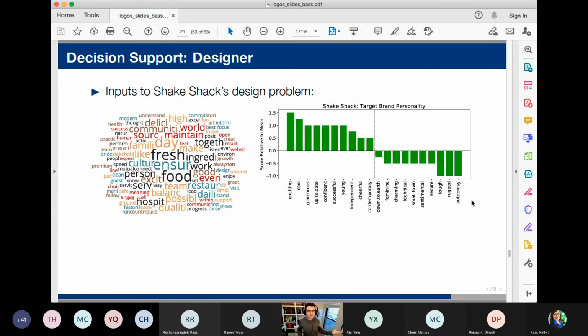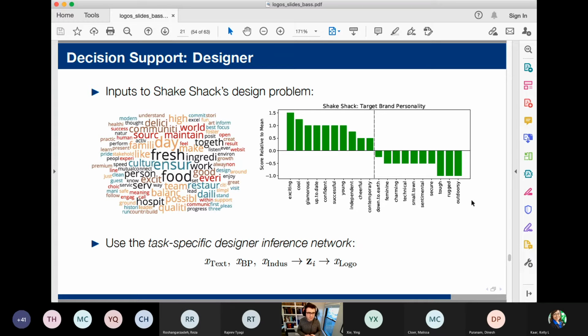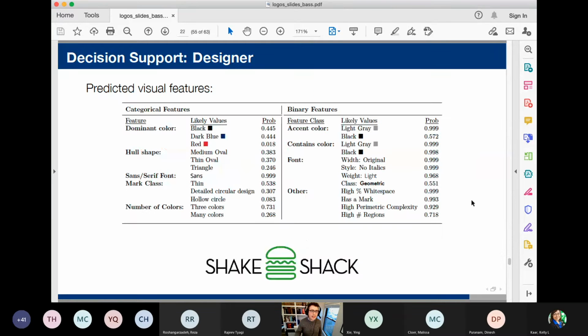Given these things, the words on Shake Shack's website, this target brand personality, in addition to some tags saying that Shake Shack's a restaurant, we're going to be able to plug those things into that task-specific designer inference network. We're going to come up with that learned representation for this Shake Shack lookalike brand, and then we're going to be able to make predictions about its logo. From a decision support perspective, this is equivalent to saying, okay, you've given me a firm that you want to create. I am going to be able to suggest to you visual features that would be consistent with a firm like that. And so here's what the model produces.